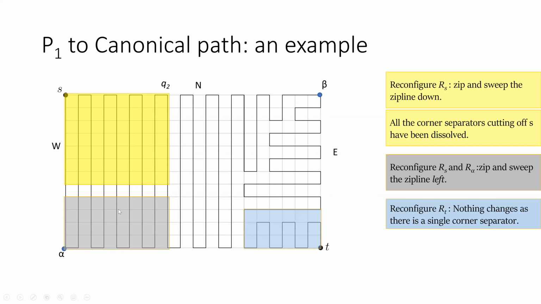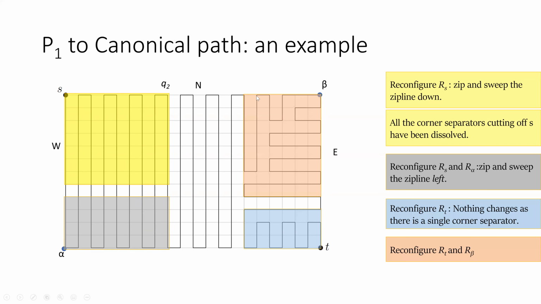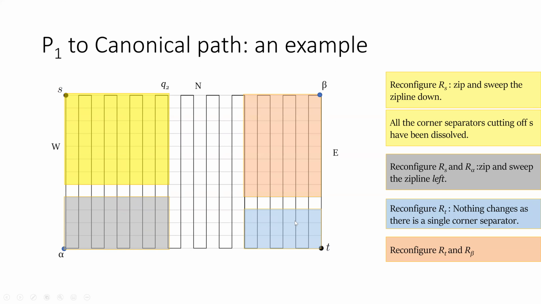Now we do the same thing in RT, but note that here we have an odd number of separators. Actually, this is just one single corner separator. So even if we do a sweep here using vertical zip lines, it is not going to change anything. It will just remain the same. And then we reconfigure these 2 regions, R beta and RT together using a vertical sweep line and sweep to the right until we reach the east boundary.